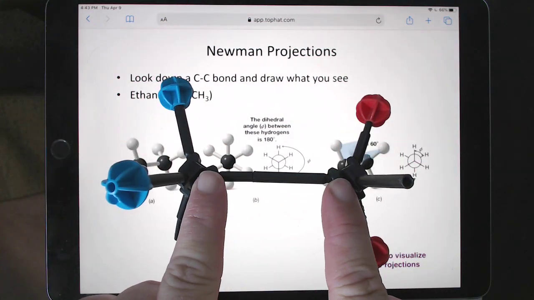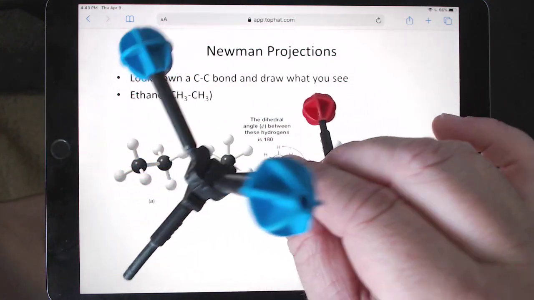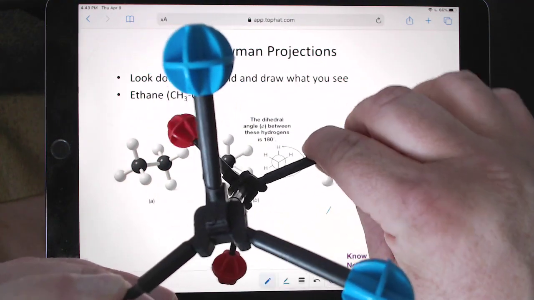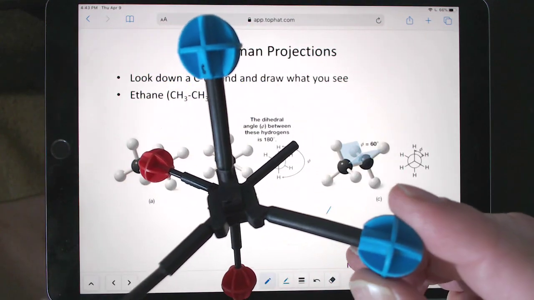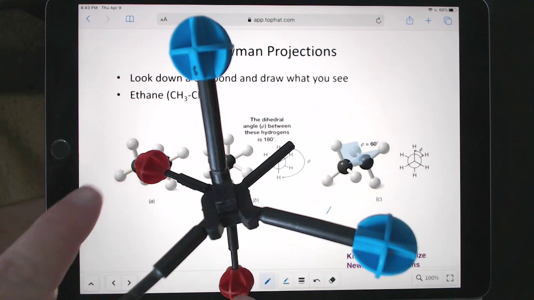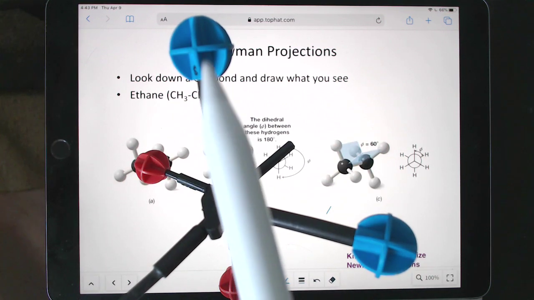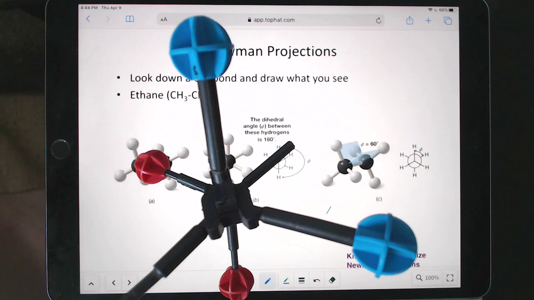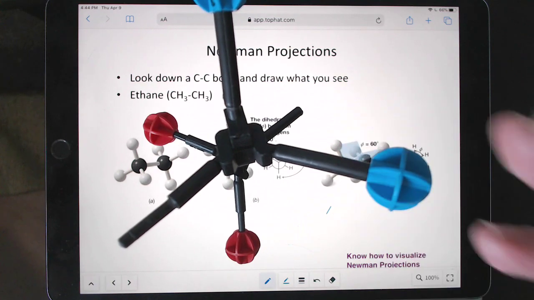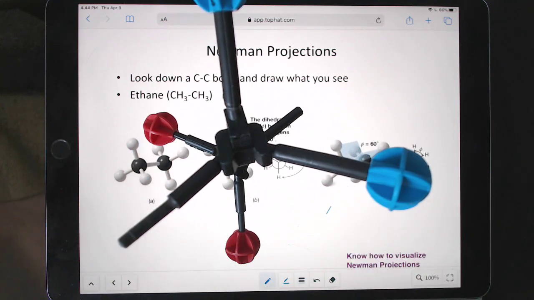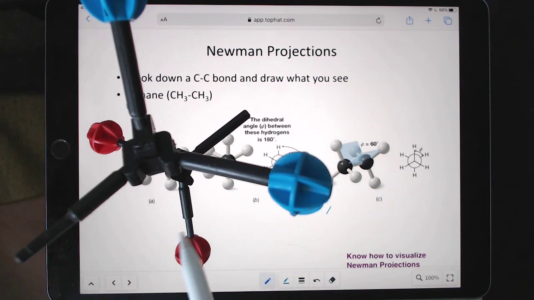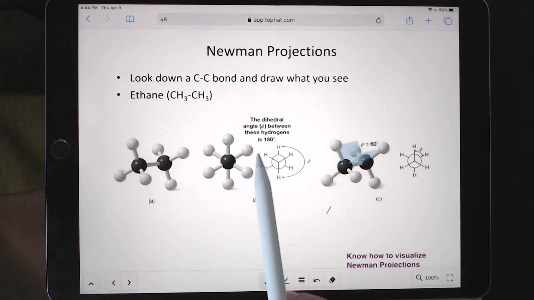You've got the two carbons. If you were to rotate this so that you're looking straight down this carbon-carbon bond, what you'll see is this carbon is obscuring the carbon behind, so you can't see it, but you can see the things sticking out from it. So on this front carbon, you can see these two blue balls and this hydrogen here. You can't see the carbon, but you can see the things sticking out from it. As you rotate it and look down the bond, the way it's represented is right here.